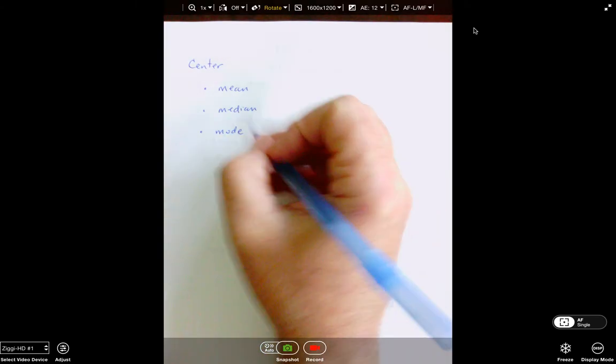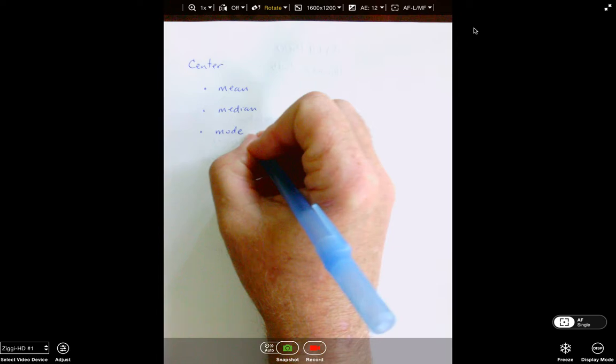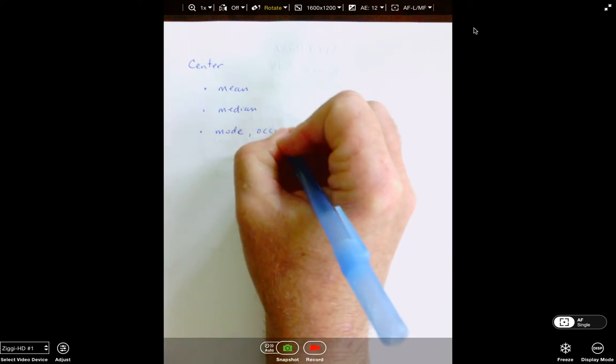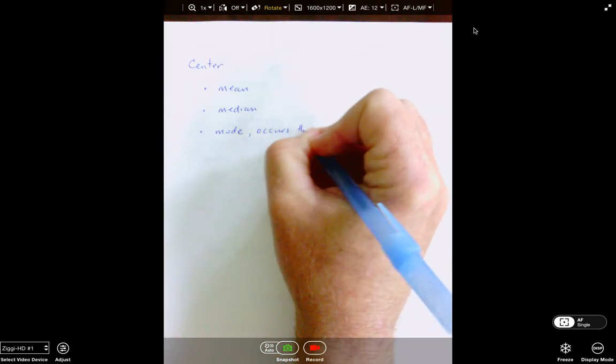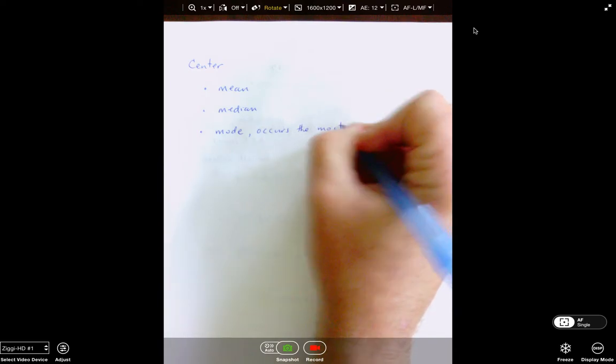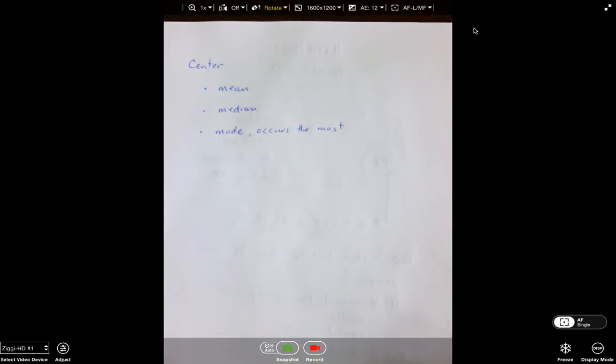And the mode is the number that occurs the most. Now, sometimes there's no repeated data, and I assume that's probably what's going to happen here. So the mode is just the number that occurs the most.